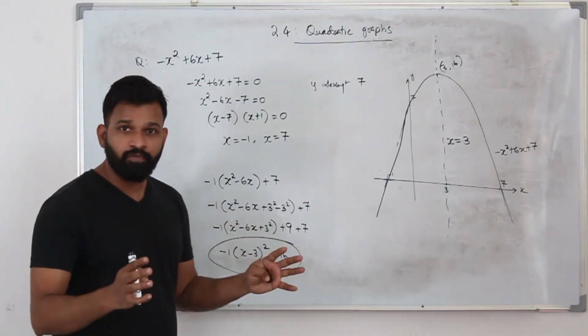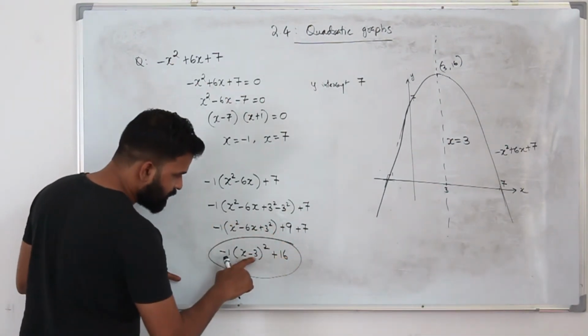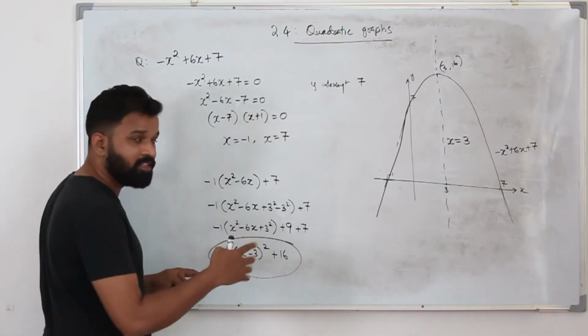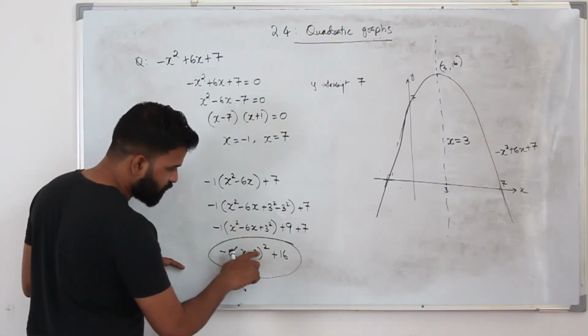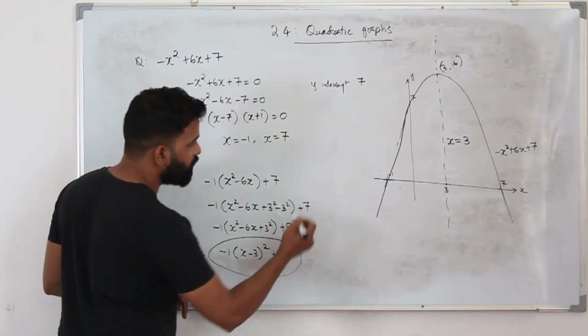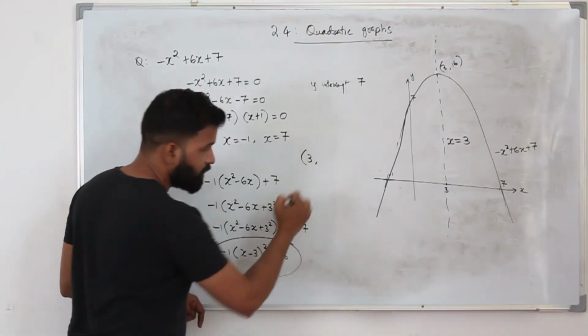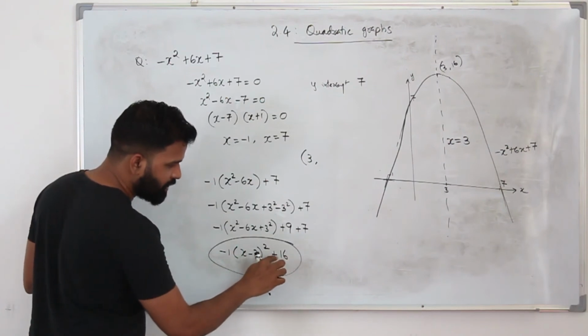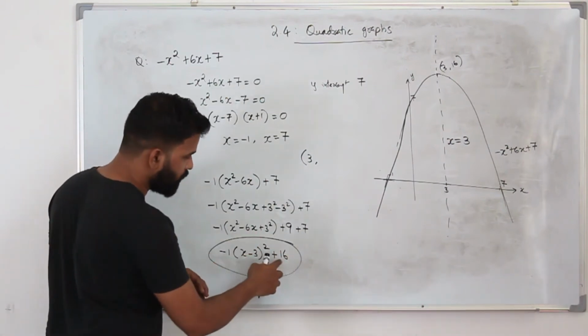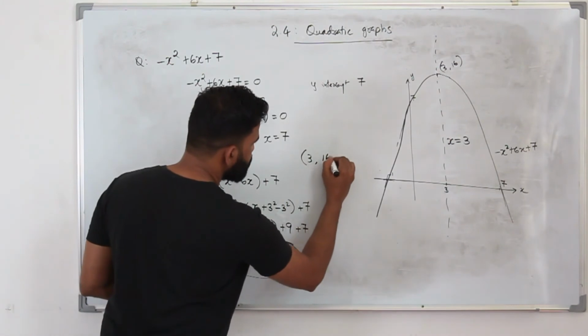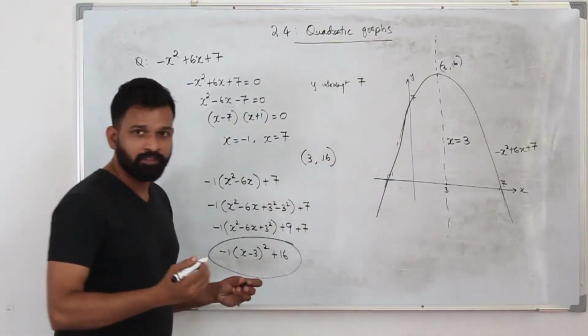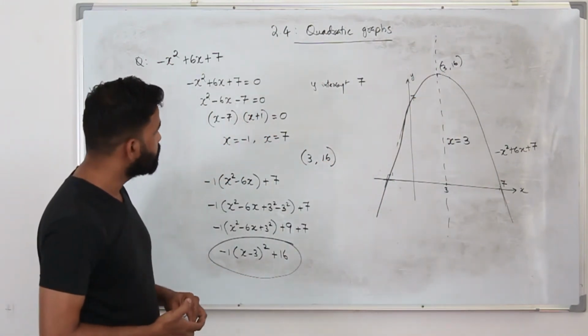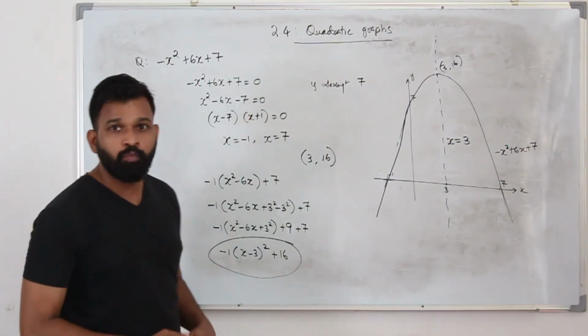Now it's easy to find the turning point. Take the number here, change the sign. Your number is minus 3, so change the sign, it will be positive 3. And take this value together with the sign. If it is negative 16, take negative 16. In this case, it's positive 16. That's your turning point. That's all. Let's move on to 2.5.